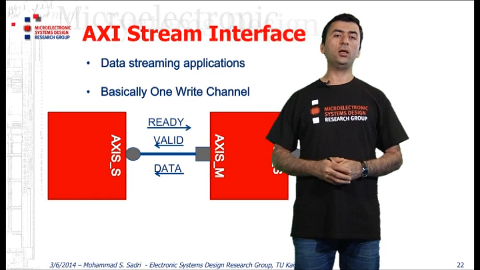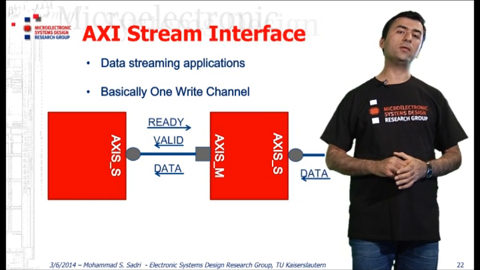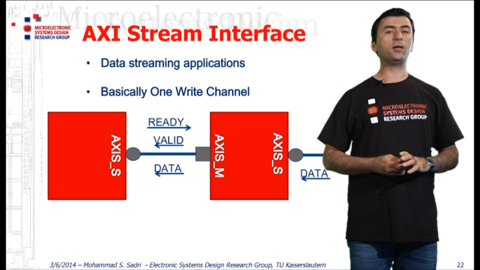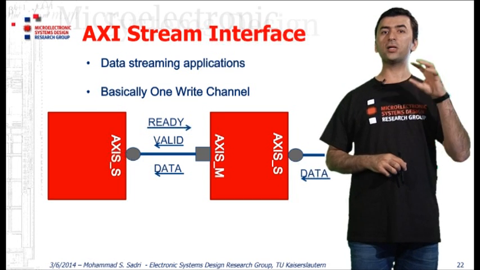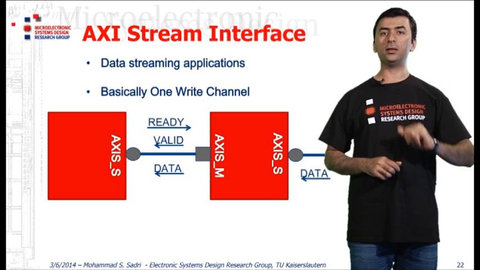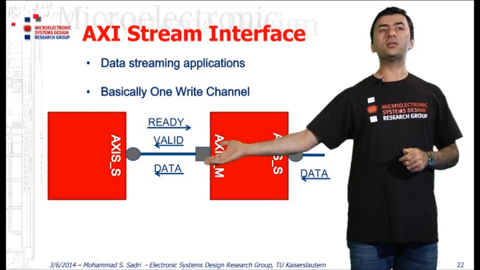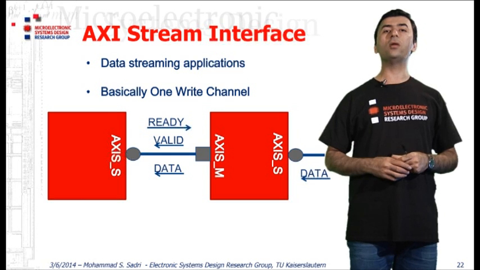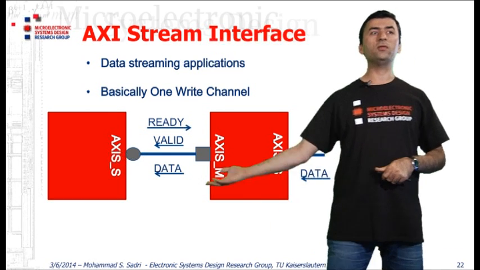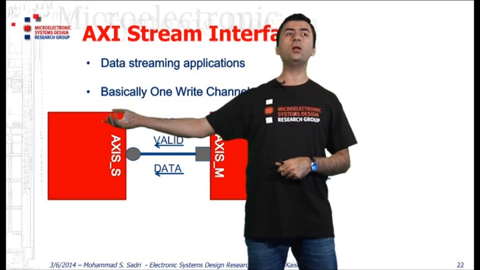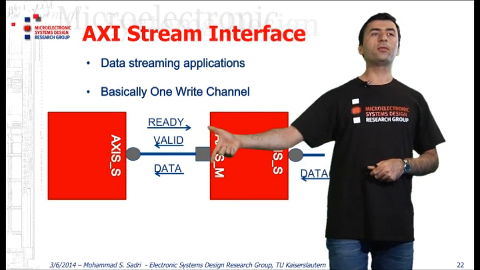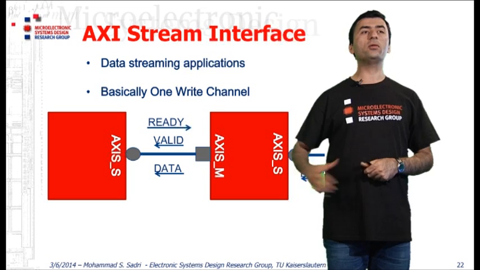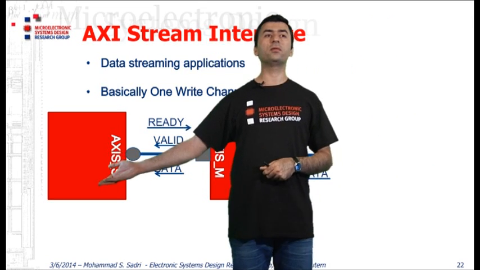And basically, if you look at one AXI stream interface, you can see that it's the write channel. So if I look at one AXI memory mapped interface and I extract its write channel and look at its signals, basically you are seeing an AXI stream interface. So again, the important signals which create an AXI stream interface are the following: the ready signal from the slave to the master, and the valid and data signals from the master to the slave.